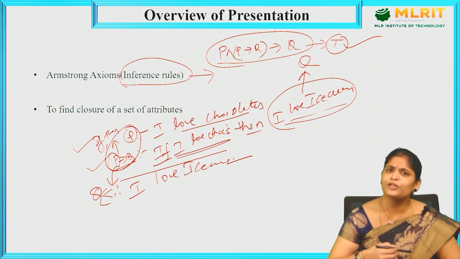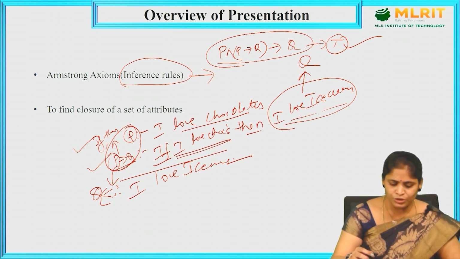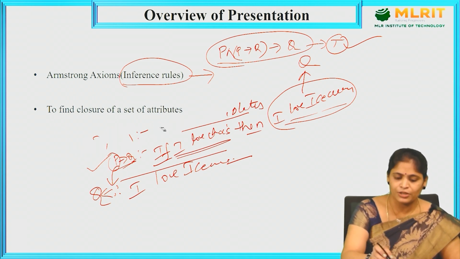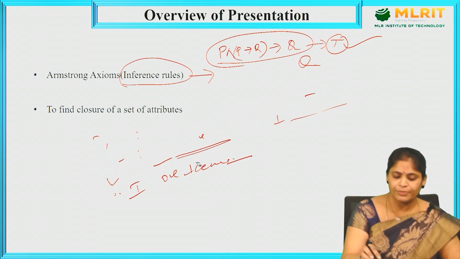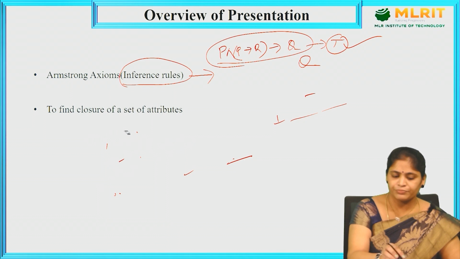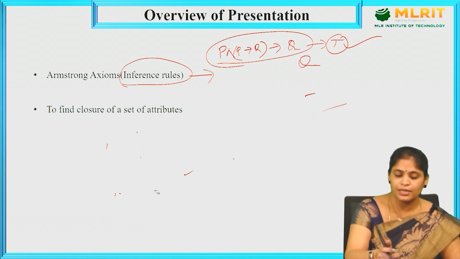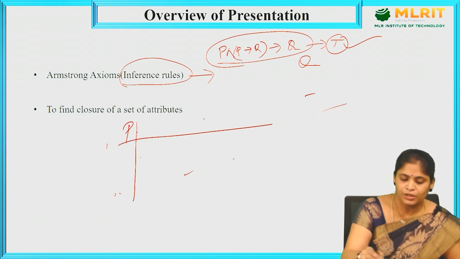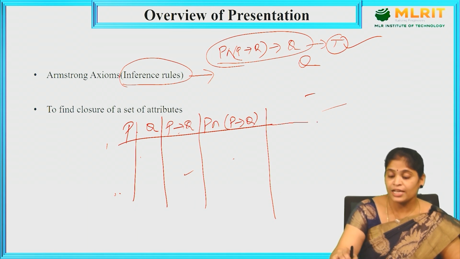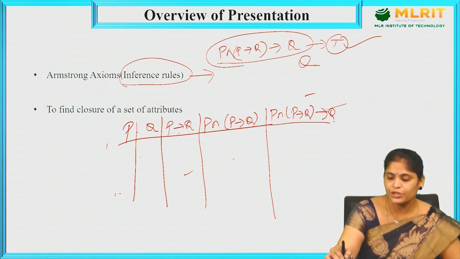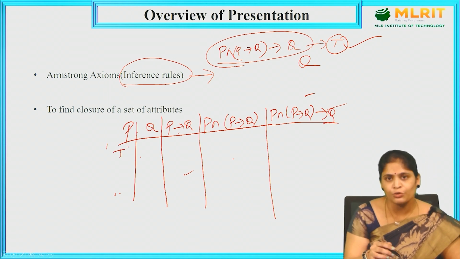Let us consider a truth table for this. How many variables are there here? We have P and Q, two variables. So let us consider the columns P, Q, next P implies Q, next P and P implies Q, and the last one, P and P implies Q implies Q. Let us consider the truth table for this.